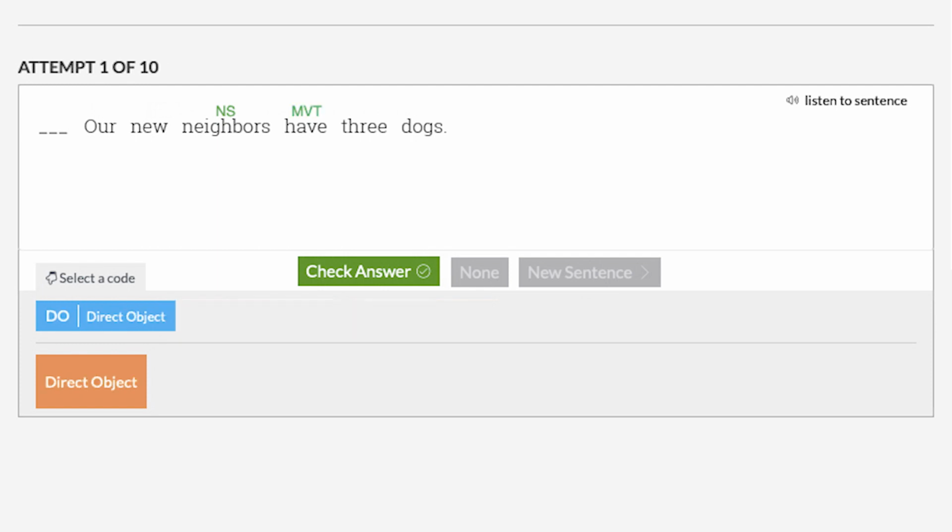Neighbors have what? Dogs. Dogs is the direct object. Whose neighbors? Our neighbors. What kind of neighbors? New neighbors. How many dogs? 3 dogs. The words our, new, and 3 are functioning as adjectives.